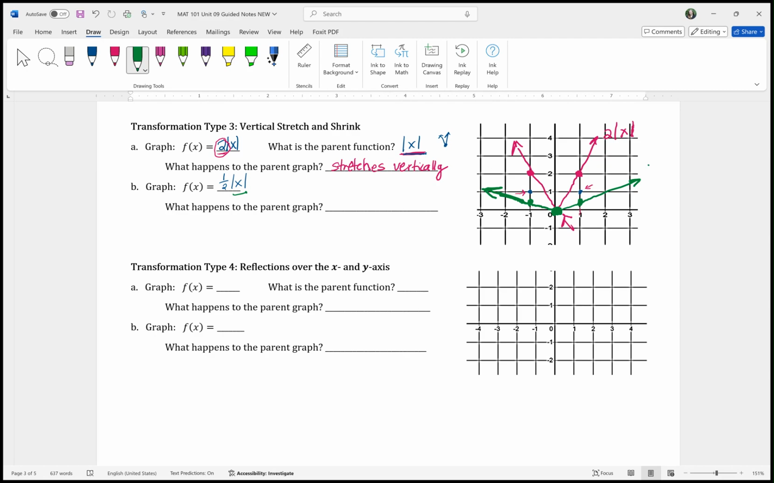Okay, so this is 1/2 absolute value of x. And its height, when you go to 1, is just up 1/2. So our regular parent function is 1, 1. The 2 in the front does 1, 2. The 1/2 in the front is 1, 1/2. So it's only half the height, okay? So what happens to the parent function graph? It shrinks. It shrinks vertically. And again, a lot of students will say, well, it gets wider. Why does it shrink?